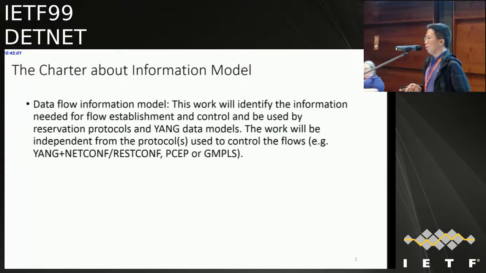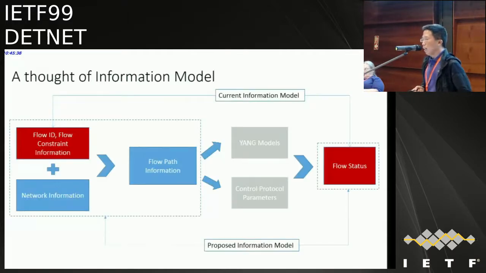So here's the current charter of the information model. My takeaway is that the purpose of the information model is to identify the information that can be used by the control plane or the YAML configuration-based solution to establish or control the data flow. And also the information should be independent of which protocols are used for the establishment. So based on the current charter, here is a thought about what information should be included.